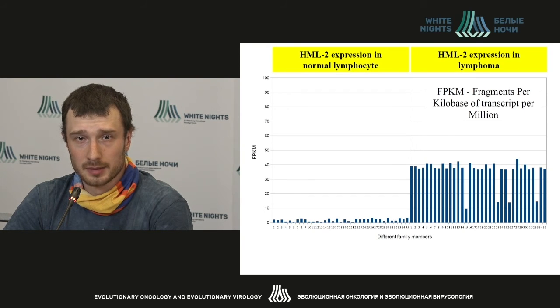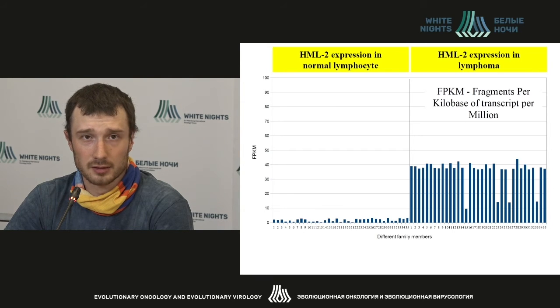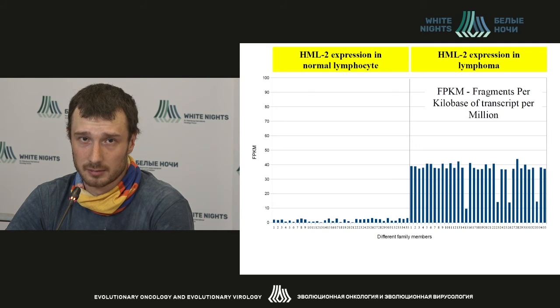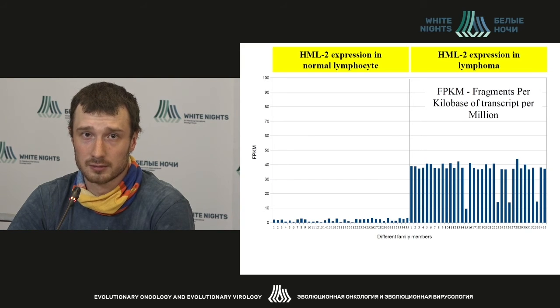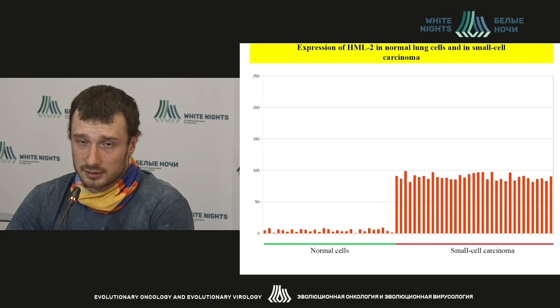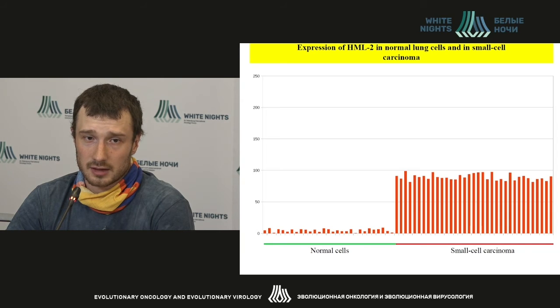These are the outcomes. The bars on the diagrams show FPKM fragments. In the left part of the slide, you can see the expression in the normal lymphocyte within the HML2 family. In the right part of the slide, the same endogenous retroviruses in a lymphoma. It is clear that young HML2 retroviruses display a higher level of expression in tumors compared to the normal state. The same picture can be observed for normal lung cells and small cell carcinoma.